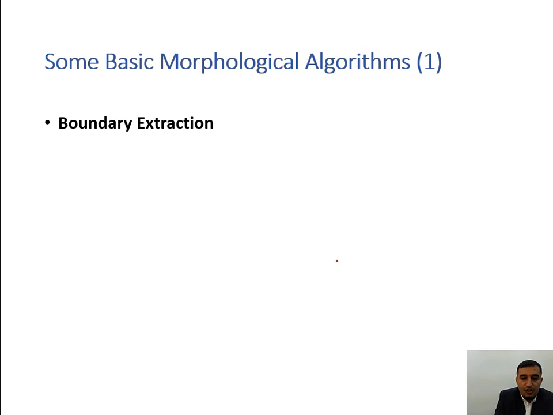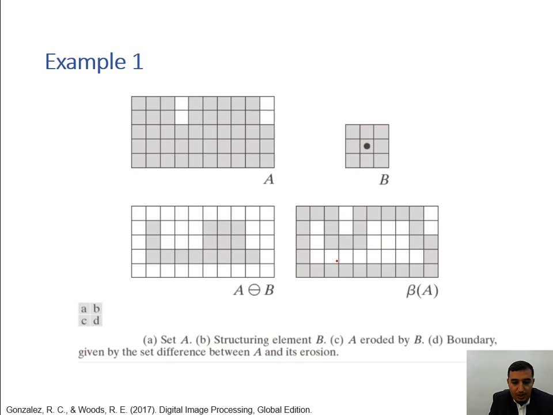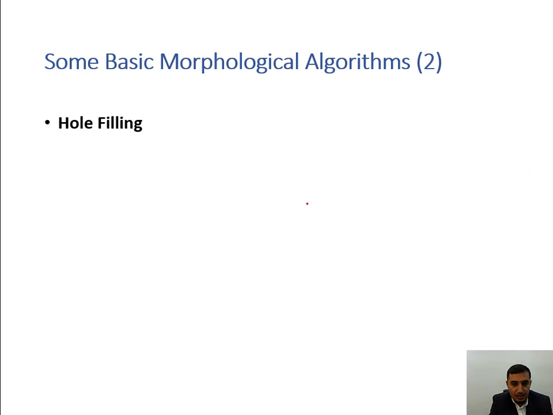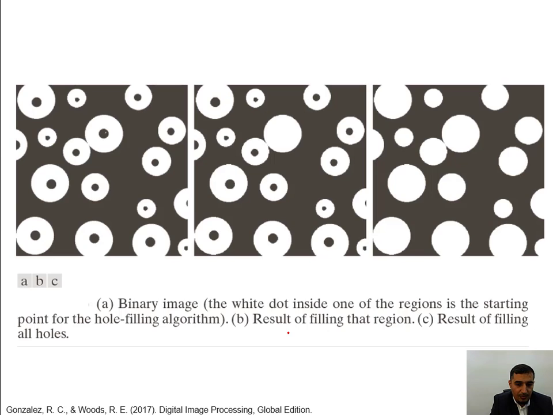Now some morphological algorithms, such as boundary extraction, which is used to extract the boundary of an object. So you can see that this is the boundary of this object, which we got over here. This is an example of hole filling, where we try to fill the holes. You can see that this is the image, and when we fill the holes it becomes something like this.